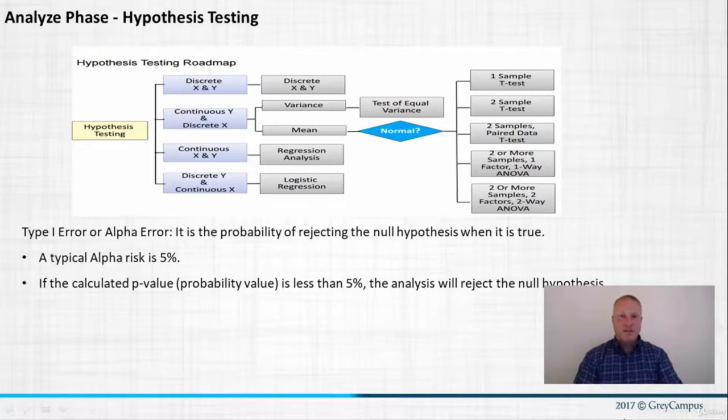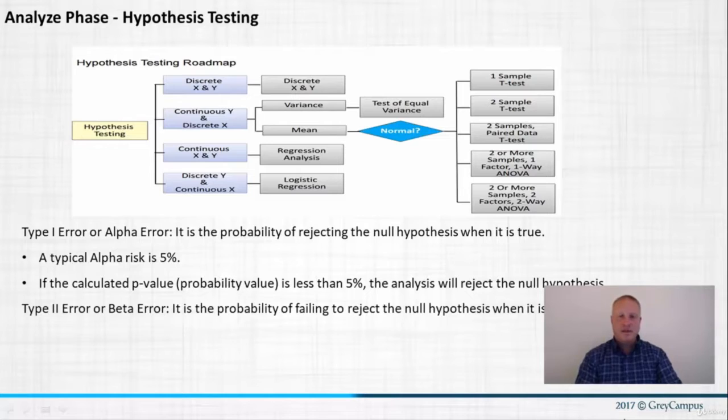If our p-value is less than 0.05, we will reject the null hypothesis. If our p-value is greater than 0.05, then we will fail to reject the null hypothesis. The second type of error is referred to as type 2, or beta risk. The beta risk is the probability of failing to reject the null hypothesis when it is actually false.